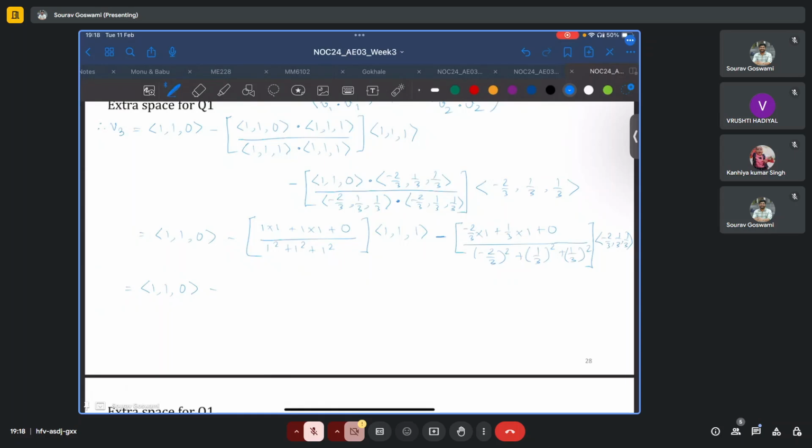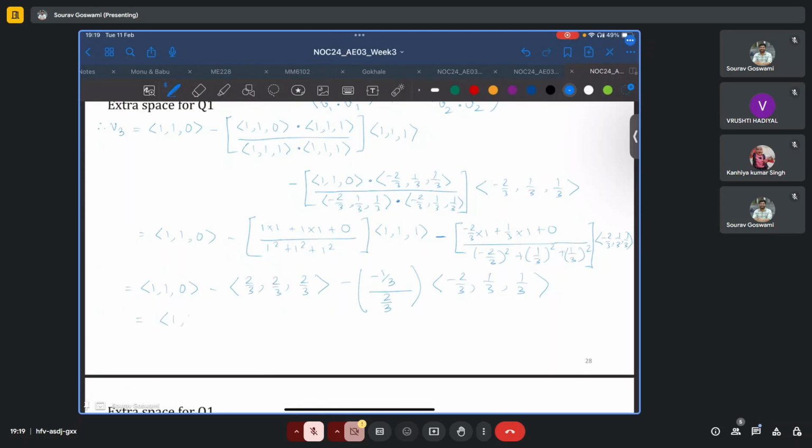1 and 0 minus, this becomes (1, 1, 0) minus 2 by 3 times 1 over 1, so this is just (2 third, 2 third, 2 third), minus, minus 2 by 3 plus 1 by 3 is minus 1 by 3, by this is 4 by 9 plus 1 by 9, 5 by 9 plus 1 by 9, 6 by 9, or simply 2 by 3, minus (minus 2 by 3, 1 by 3, 1 by 3), and this will further simplify to minus half.